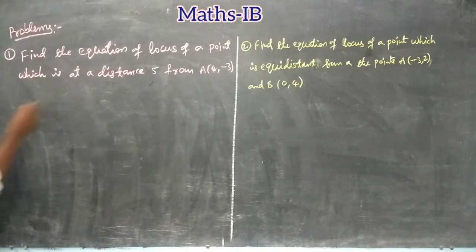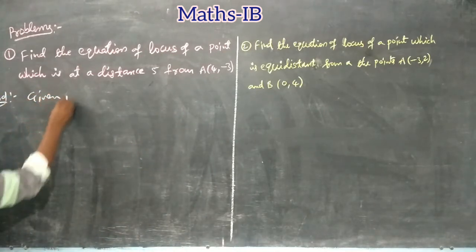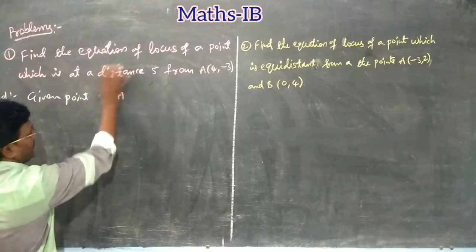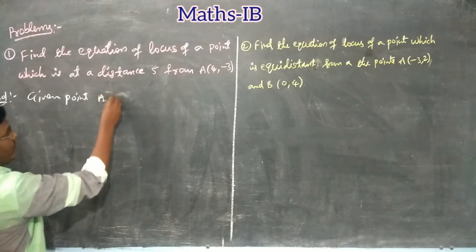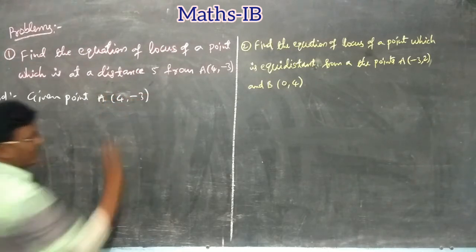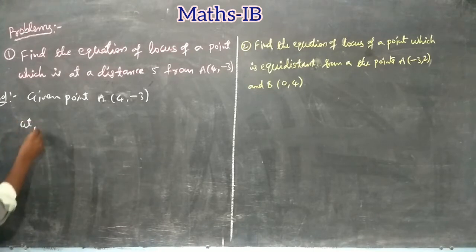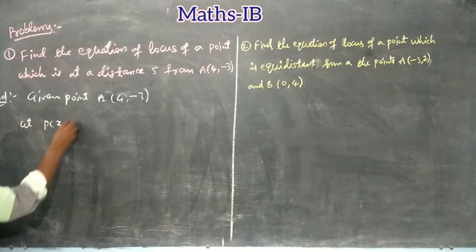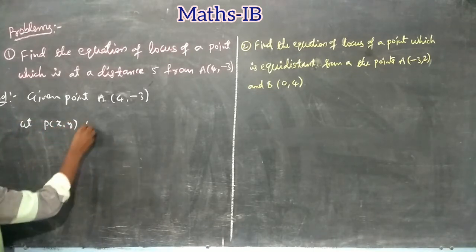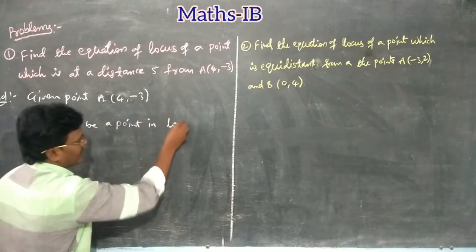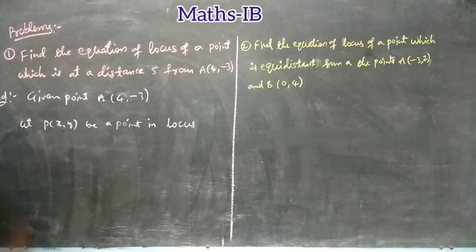Right. So what is the given here? Solution. So the given point, I'm taking here, let A of given point A of 4 comma minus 3. Next, I'm taking let P of x comma y be a point in locus.